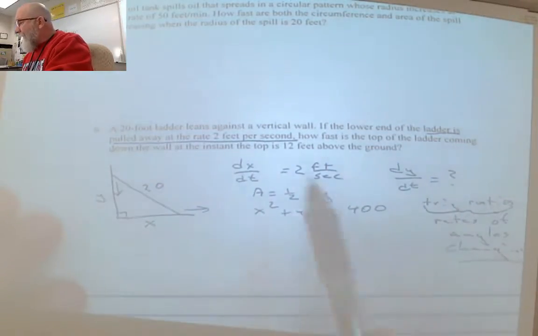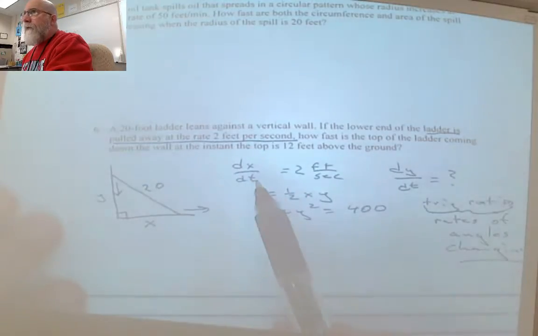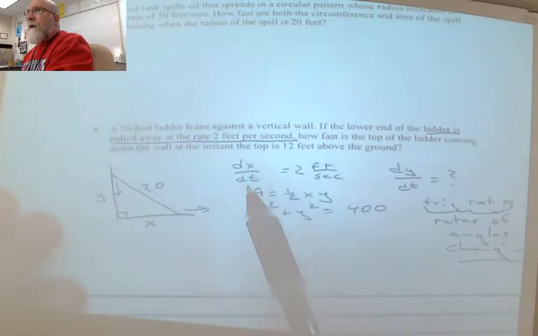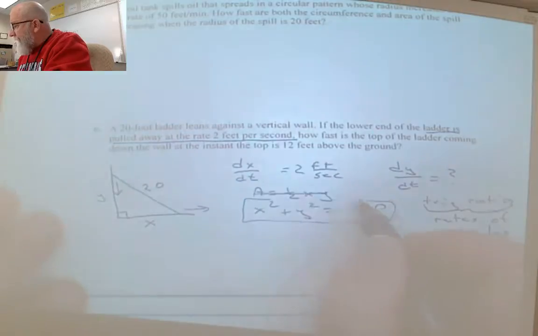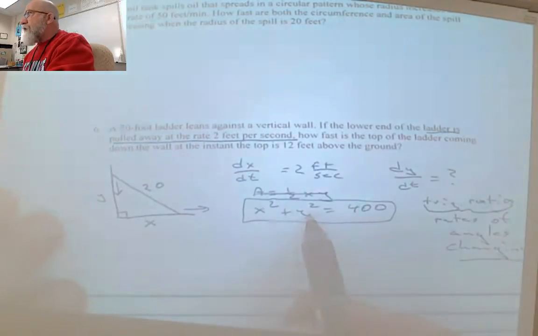Now notice they give me a rate of another side. They don't talk about anything about area. So I'm going to cross this one out. The choice that I have is this one because I have the relationship between all three sides. Is that kind of making sense? Why I'm choosing that? Alrighty.